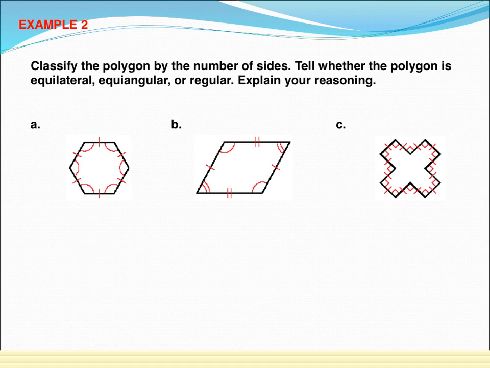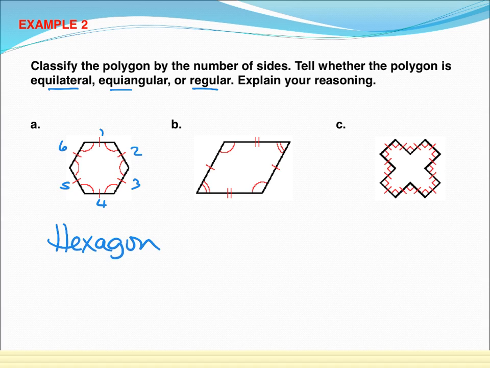Next example. All right, so this one it says classify the polygon by the number of sides. So you're going to count how many sides and you're going to give me the special name. Then you're also going to tell whether the polygon is equilateral, equiangular, or regular. So the first one, let's count the sides. It's got 1, 2, 3, 4, 5, 6. What's the six-sided polygon name?